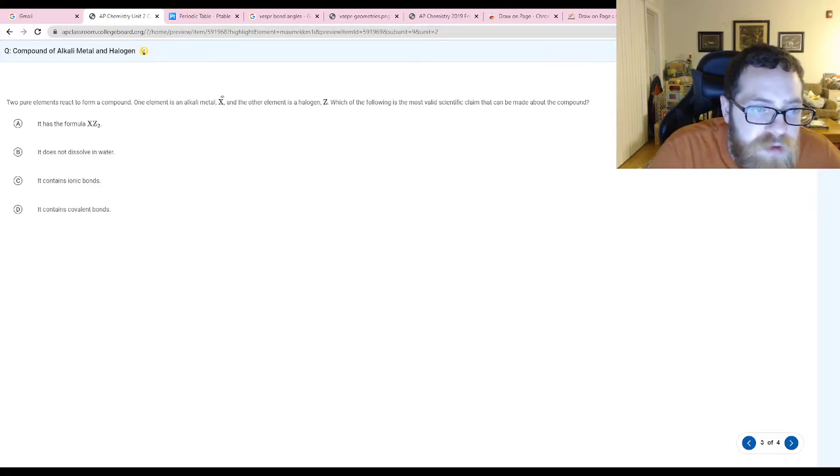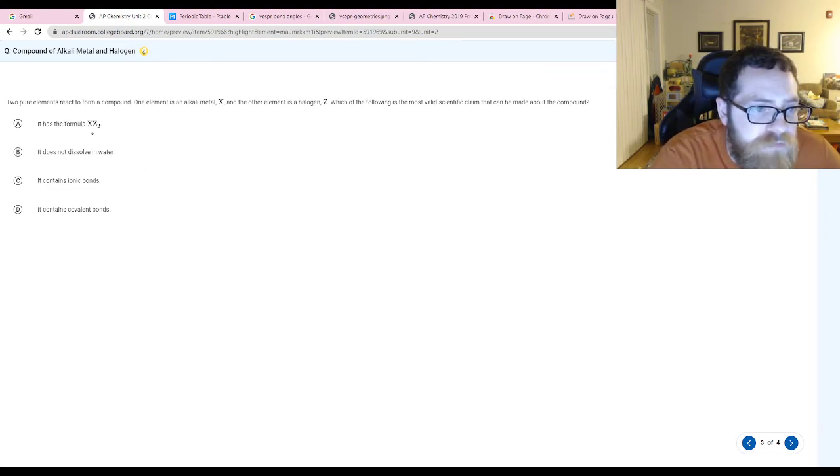We are told that an alkali metal is combined with a halogen. A halogen is a 1- charge. We are asked to identify which of these things is most likely to be true. Which of the following is likely the most valid that we can make?